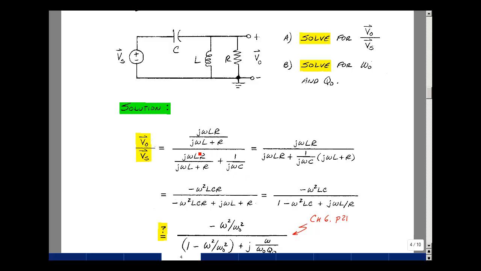Let's multiply numerator and denominator by this term j omega L plus R. This is going to give us just j omega LR. This term will become j omega LR. And then we'll have this term times this one. Here's the j omega L plus R times 1 over j omega C.